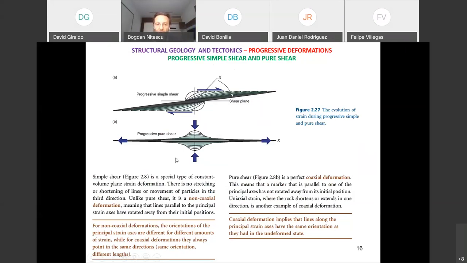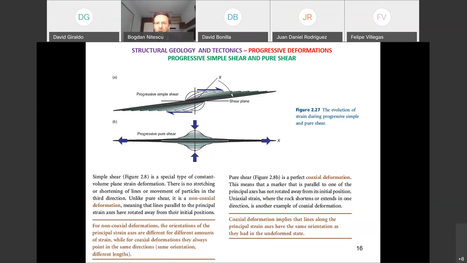Whereas when we apply pure shear and we squish the sphere here, you see what happens. In the history of deformation, we got an initial ellipse and then an ellipse that is flatter and flatter and flatter, up to the last ellipse that is represented here. But the axes of deformation, the principal axes, stay the same, yeah? So they don't rotate. So this is called coaxial deformation.